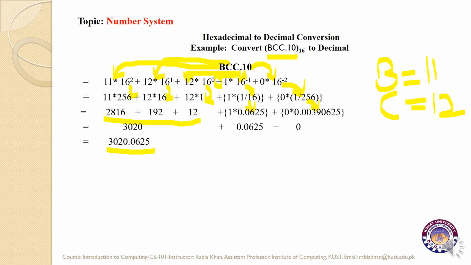How do you write the answer? The given number, a hexadecimal number, was BCC.10, and it has been converted to a decimal number, that is 3020.0625.